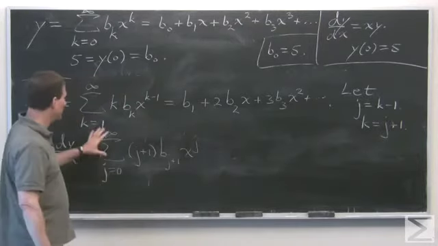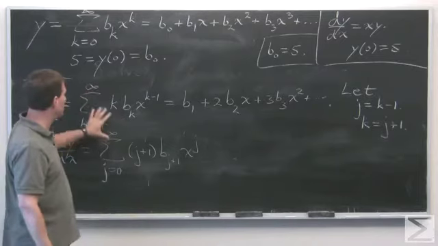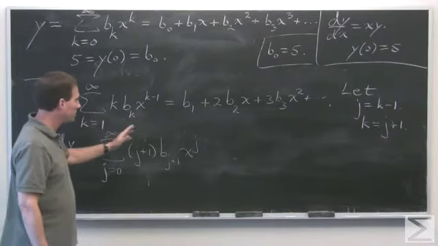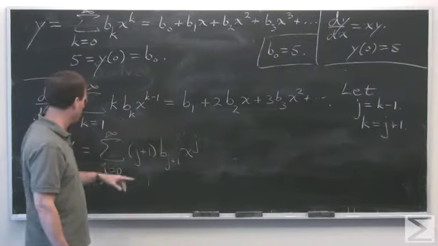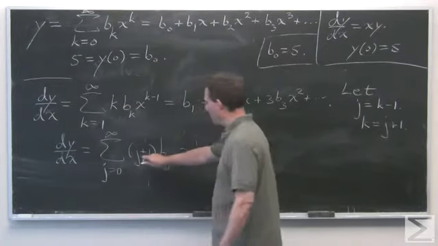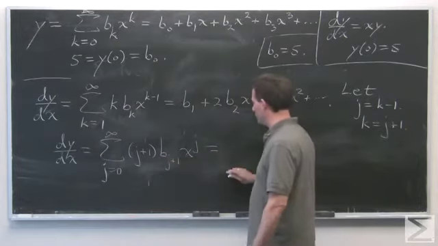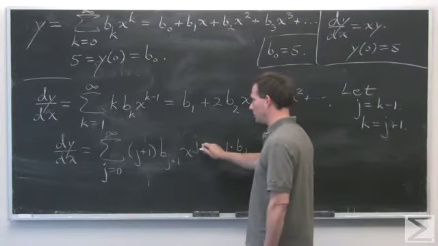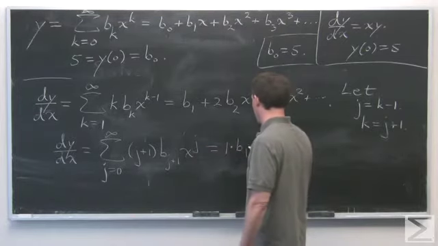Now, don't let this reindexing confuse you. This is something you do when you write this in summation notation. As far as this goes, it'll look exactly the same. You plug in j equals 0. What do you get? You get 1 times b sub 1. So you get 1 times b sub 1 times x to the 0. So that's times another 1.